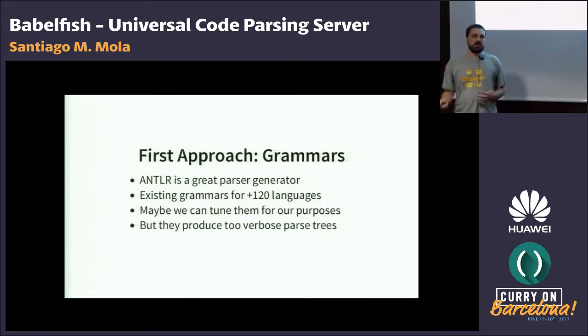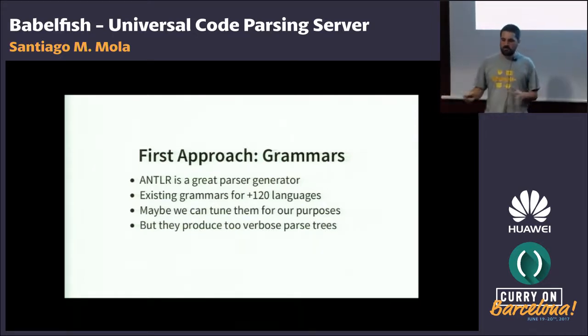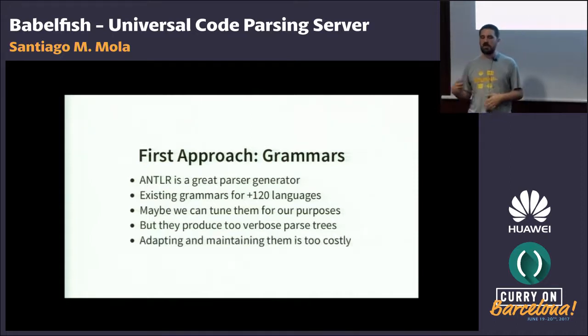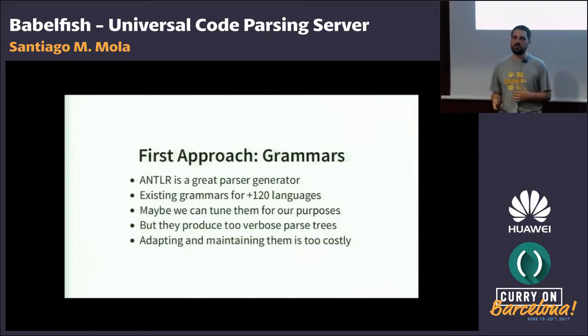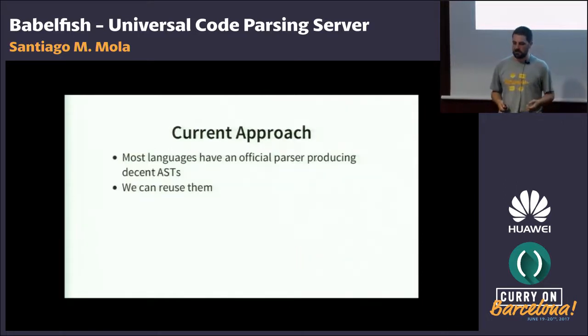The first thing we realized, something pretty specific to parsing with grammars, is that they produce too verbose parse trees, which require further normalization, and adapting and maintaining them seems too costly for us. In some cases, we would need to rewrite these grammars from scratch.